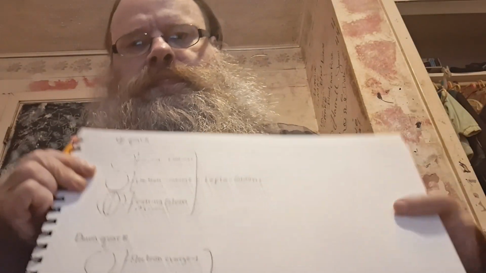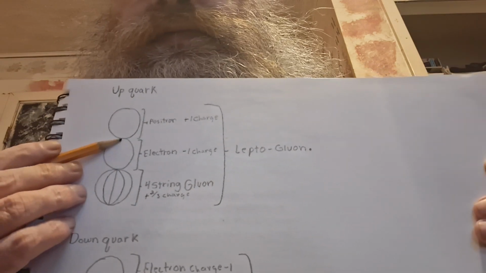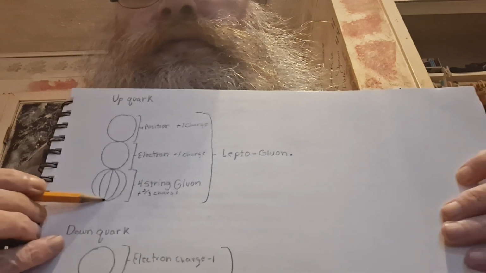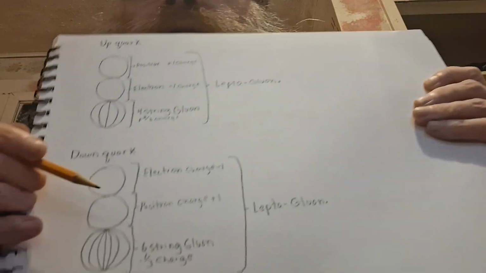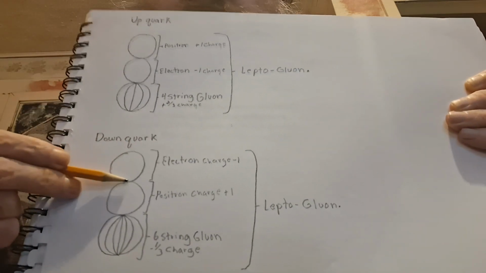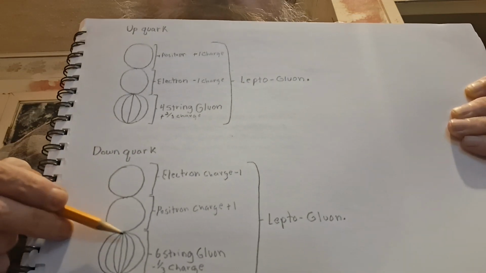But the gluon that mediates the strong force is not a leptogluon. It has no leptons bonded. And how they bond is by the weak force. The weak force bonds them right here. And this is the down quark. And the weak force bonds them where they make actual contact.